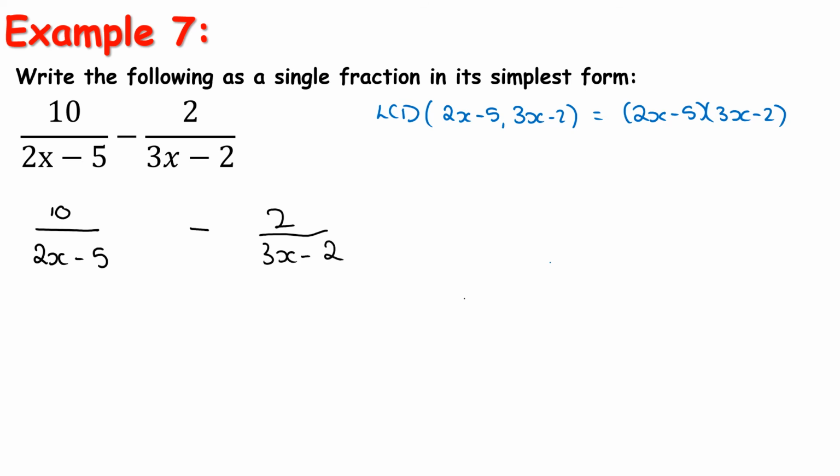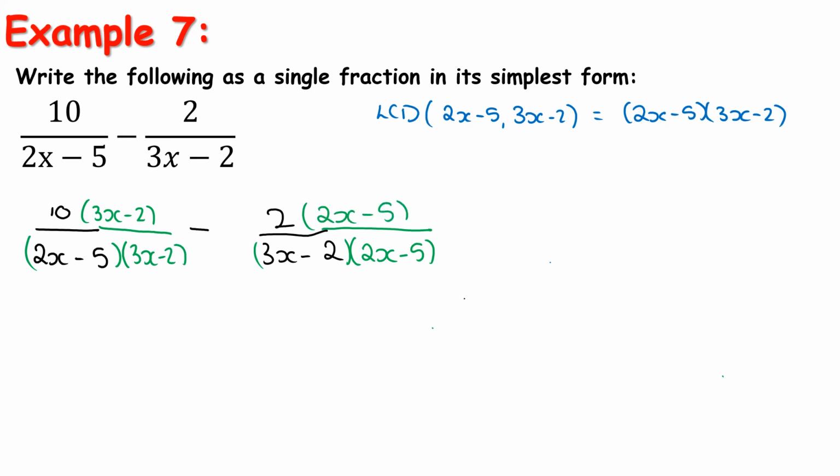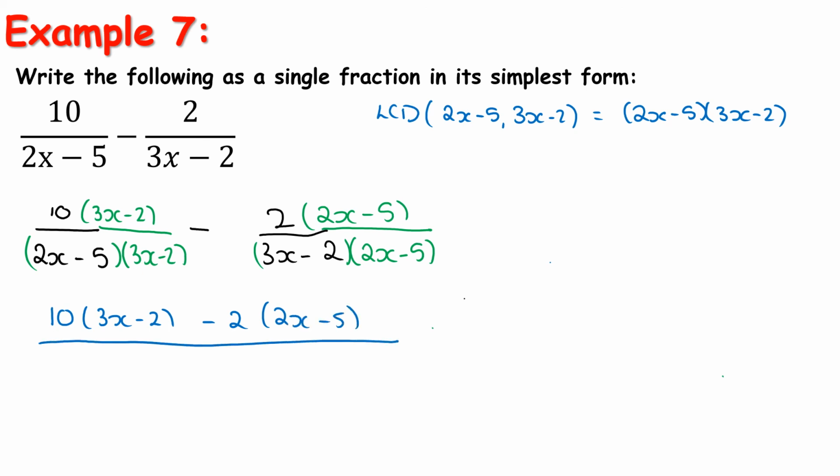So the denominator on the first fraction is 2x minus 5, so it needs to be multiplied by a 3x minus 2. And the top needs to be multiplied by a 3x minus 2. The second fraction, we have a 3x minus 2, so that is multiplied by a 2x minus 5. The top then also needs to be multiplied by a 2x minus 5. Now we need to combine the fractions, so it's 10 times 3x minus 2 minus 2 times 2x minus 5 all over our common denominator, which is 2x minus 5 times 3x minus 2.